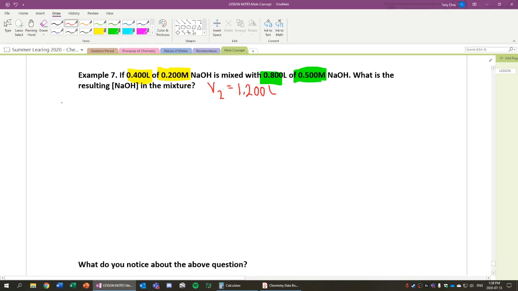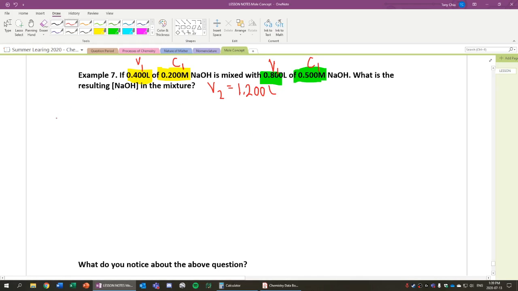Alright, so let's solve our first equation. So our first one, we have our V1 and our C1 here. Our second solution, we have again our V1 and C1 here. So we're going to treat each one individually. So I'm going to move on with our calculation separately.